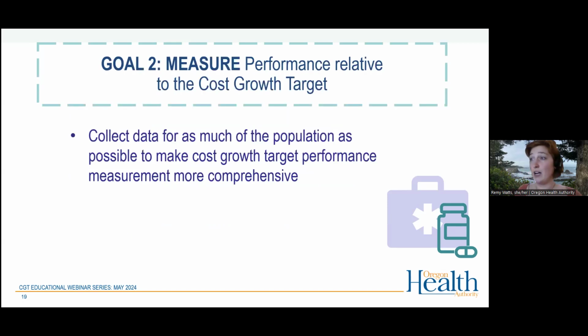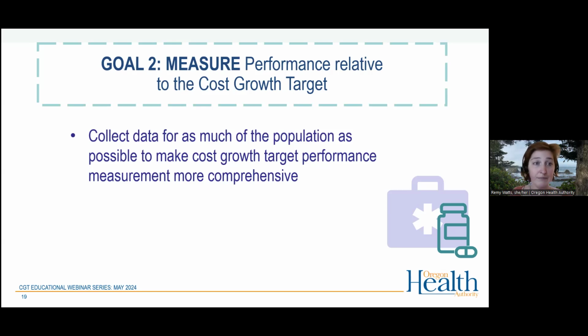Moving on to goal number 2. Some of these are a little bit shorter than others, just FYI. That first one I think is the longest one, but goal number 2, measure performance relative to the cost growth target. So we're thinking about collecting data for as much of the population as possible to make cost growth target performance measurement more comprehensive. While goal number 1 included how to design data practices, goal number 2 is focused on expanding the amount of data collected, including more populations and more indication of affordability to make the cost growth target performance measurement comprehensive and accurate to all populations. So part of this is going to be exploring adding affordability targets complementary to the cost growth target.